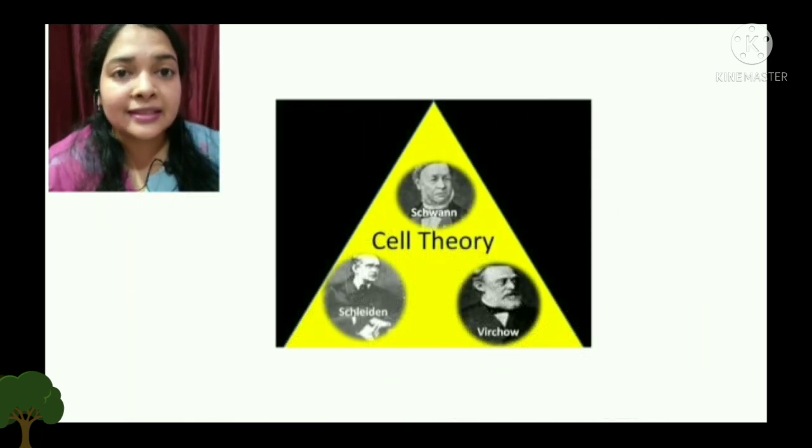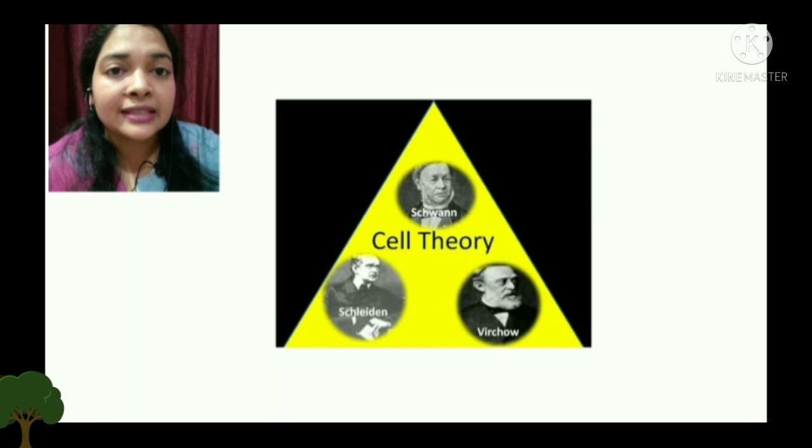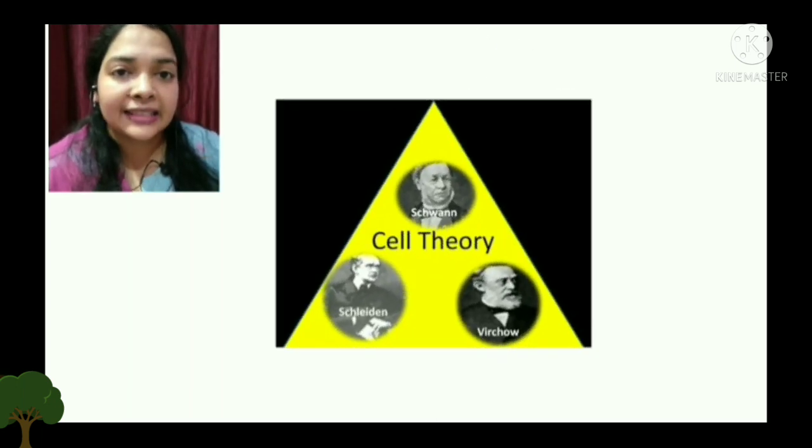Now let's discuss about cell theory. Cell theory was given by Schleiden and Schwann, which was later modified by Rudolf Virchow. Here you can see the pictures of these great scientists.